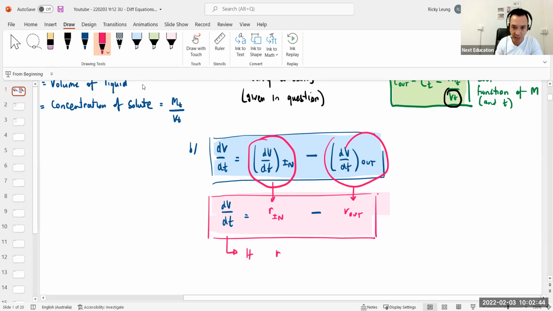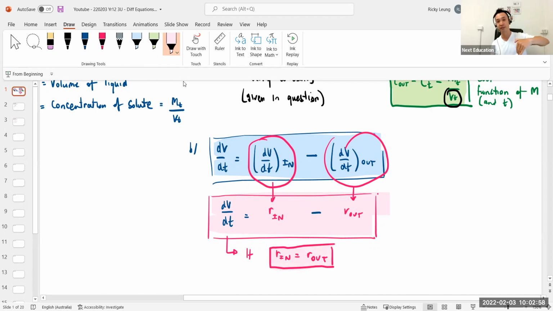If the rate that I'm pumping water in equals the rate that I'm pumping water out, this is a simple, straightforward case. In fact, most cases look like this. So if I'm pumping in water at 2 liters a second and pumping out water at 2 liters a second, then the volume of water in the tank doesn't change. 2 in, 2 out, the volume stays the same, just the concentration changes. If this is the case, the volume over time is constant. It's fixed, it's a number.